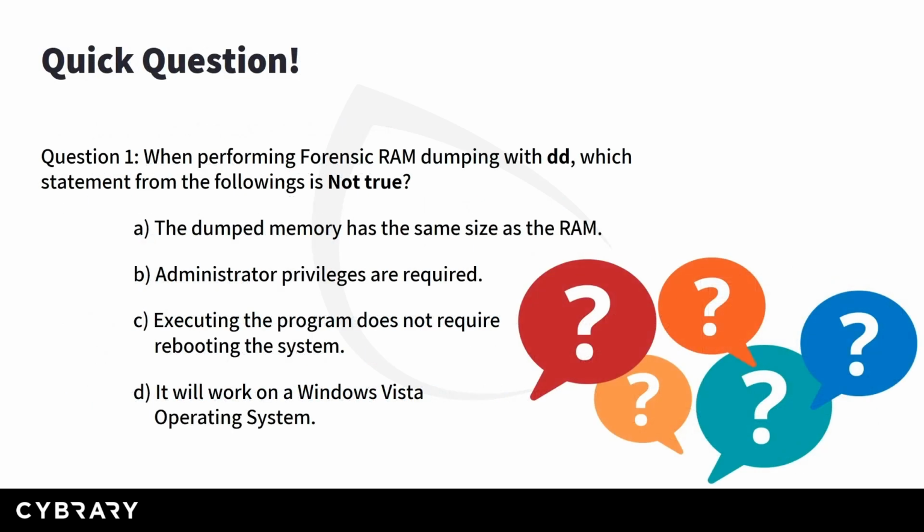As usual, here's a quick question for you. When performing a forensic raw dumping with DD, which statement from the following is not true? Do you think it's A. The dump memory has the same size as the RAM, or B. Administrator privileges are required, or C. Executing the program does not require rebooting the system, or D. It will work on a Windows Vista operating system?